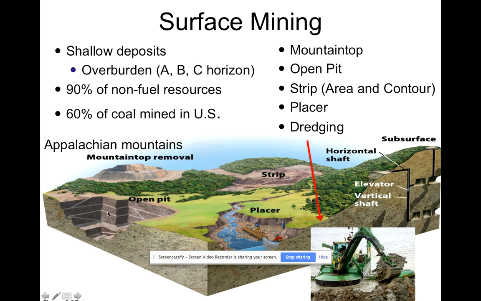Open pit is this picture right here. So something's close to the surface, and I can basically dig a big hole to get to it. Strip mining is removing things in layers, kind of like contouring the land, trying to get down into the stuff. And then placer mining is what we think of when we think of the California gold rush, where I'm panning in a river or stream. And then we have dredging, where I can scoop out the bottom sediment of a lake or the ocean, and I can get anything that might be on the bottom.